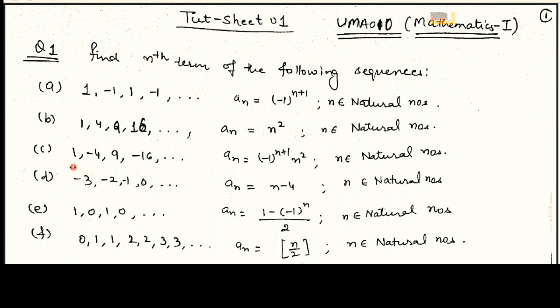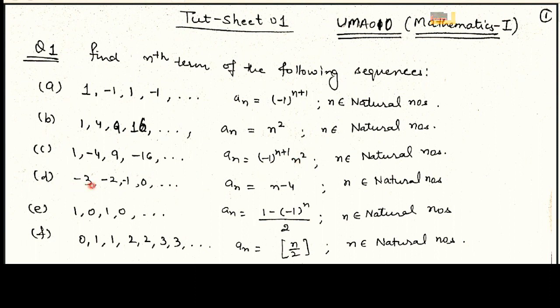Now the next C part. In C part we have a sequence 1, minus 4, 9, minus 16 and so on. Now this is the same as above, but we have the alternate signs. So we can have this nth term as n square with alternate signs. So for alternate sign we can use minus 1 to the power n plus 1 into n square.